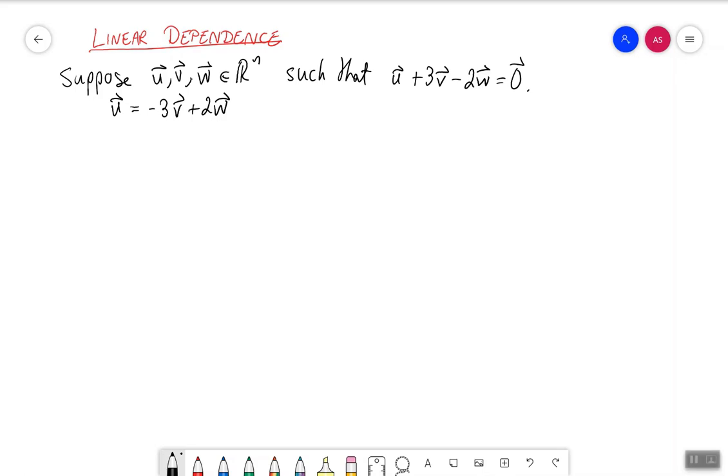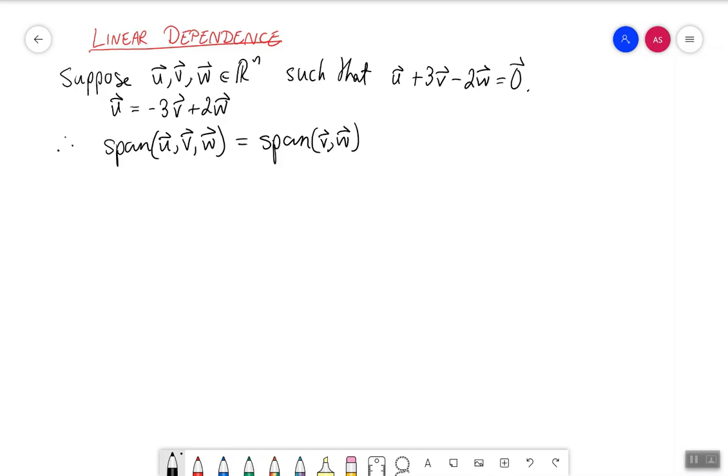And because of that, the span of u, v, and w is equal to the span of v and w. That's because u is in a sense redundant. Well, okay, I've claimed that these two spans are equal, but how do we be sure that's the case? I mean, I can do proof by assertion, but that's not very useful.